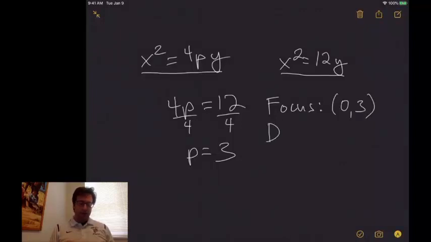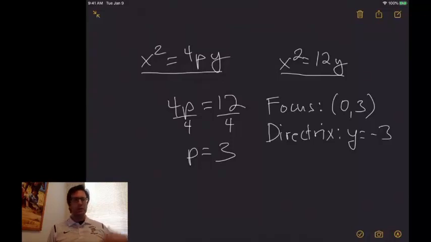And the directrix is at the equation y equals negative whatever that value p is, or the opposite of p, so in this case it's negative 3. Okay? And that's all you have to do. All right, you're going to look at the equation. You're going to identify, first of all, is it set up the way we want it to? And then identify, okay, what does 4p equal? For this equation, 4p equals 12. We set 4p equal to 12, solve for p, and then get our focus and our directrix.